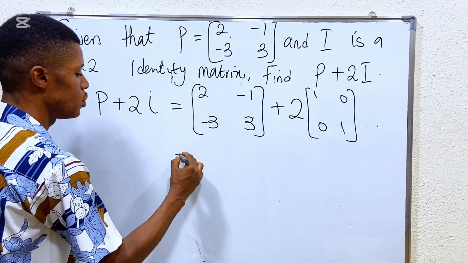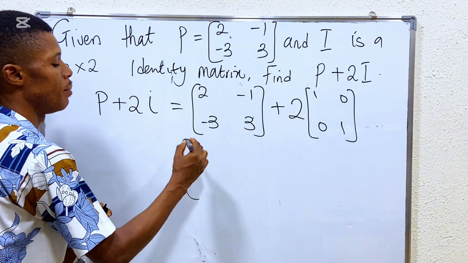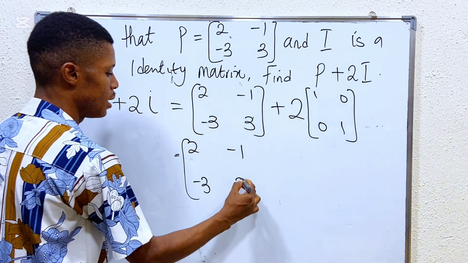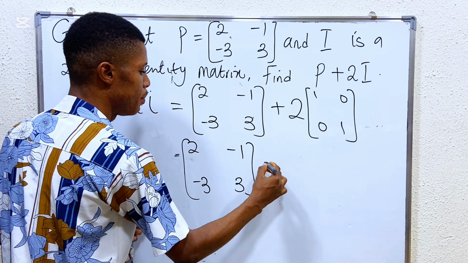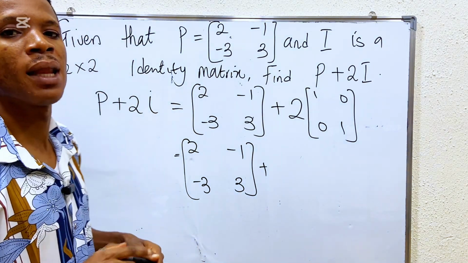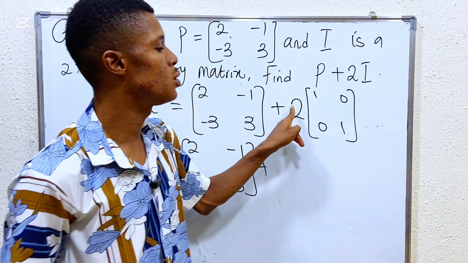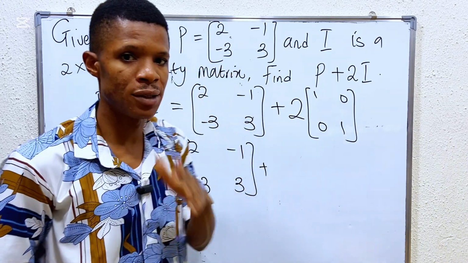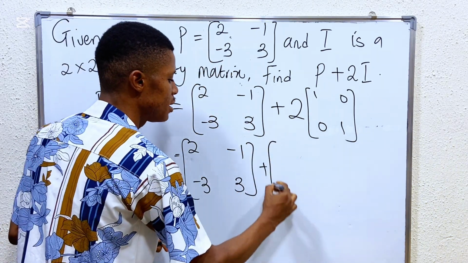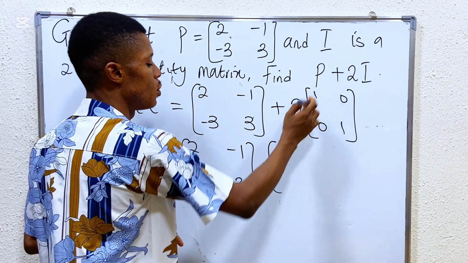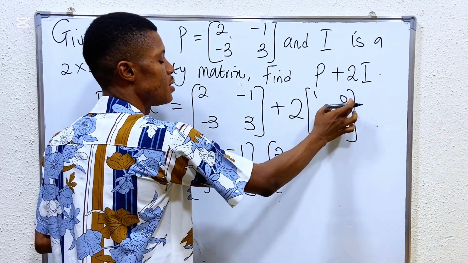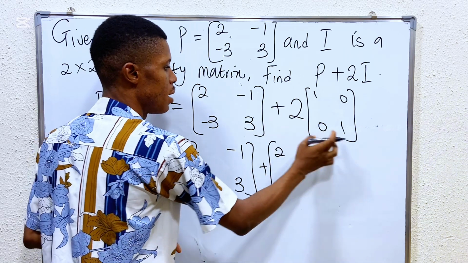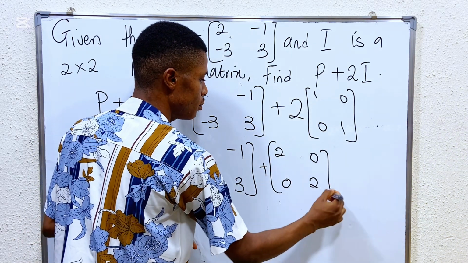So that will show you that we have a matrix of 2, -1, -3, and 3. Then plus, for us to multiply a matrix, we use the number 2 to multiply all the entries in the matrix. So we'll have a matrix of 2 times 1 is 2, 2 times 0 is 0, 2 times 0 is 0, 2 times 1 is 2.